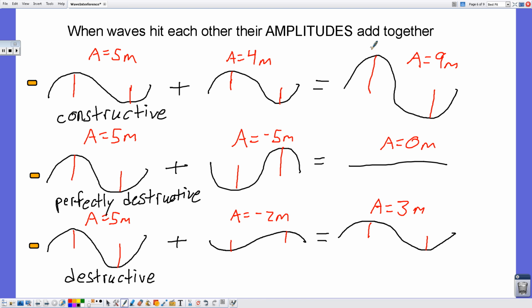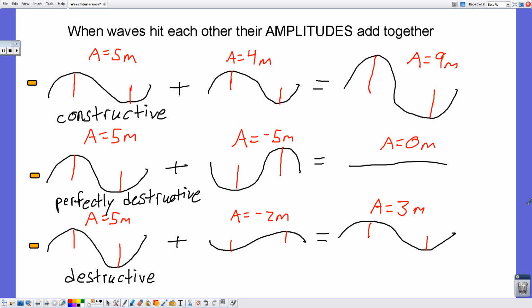So, this is fairly easy. Fairly intuitive. Fairly self-explanatory. If you got a 5-meter amplitude and a 4-meter amplitude, they're going to add together to give you a 9-meter amplitude. But if you got a 5-meter amplitude and a 5-meter amplitude in the other direction, they're going to cancel each other out. And they can either cancel each other out completely or perfectly, or they can only cancel each other out a little tiny bit.